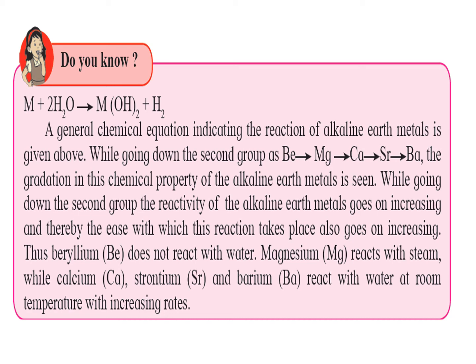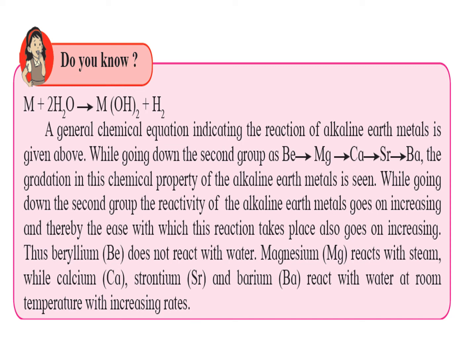Then if we take magnesium, magnesium reacts with steam. So you need to increase the temperature of water if you want to make magnesium react with steam, whereas calcium, strontium and barium react with water at room temperature. Cold water is sufficient for them to react and give rise to their corresponding hydroxide.